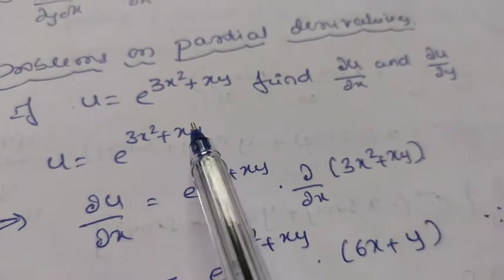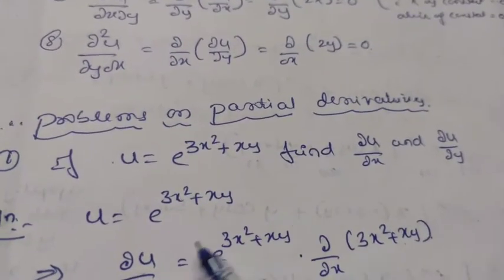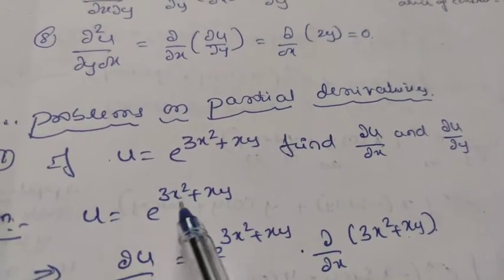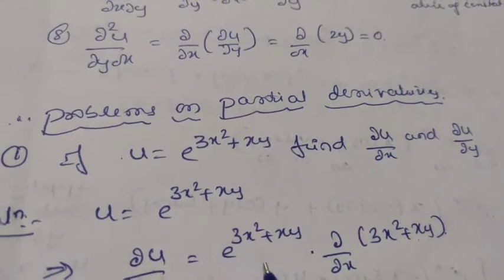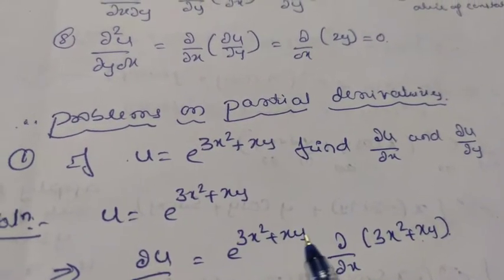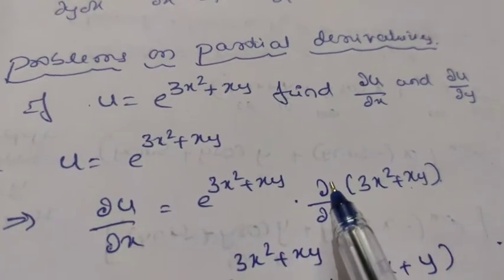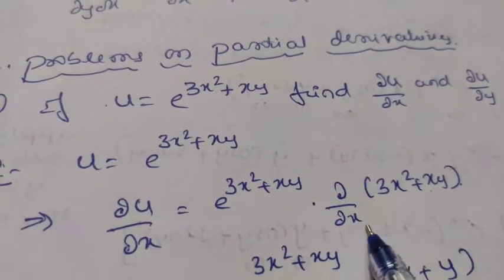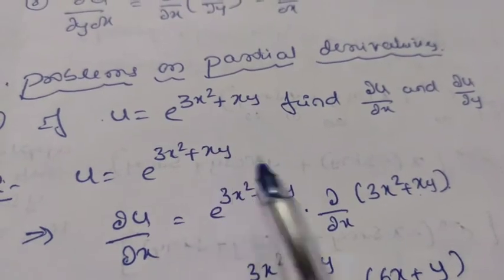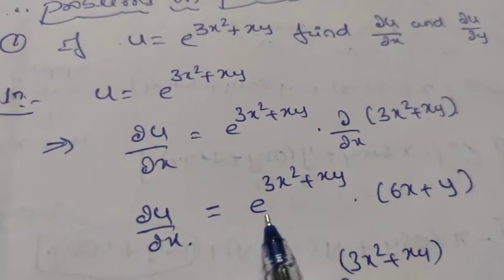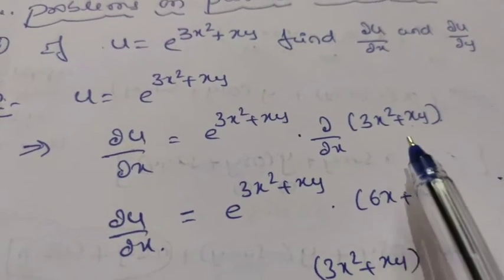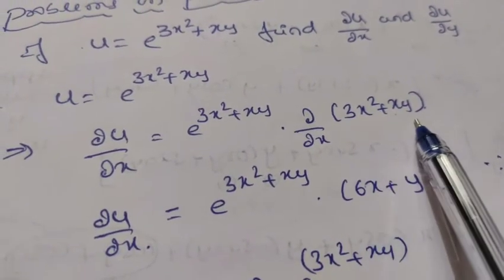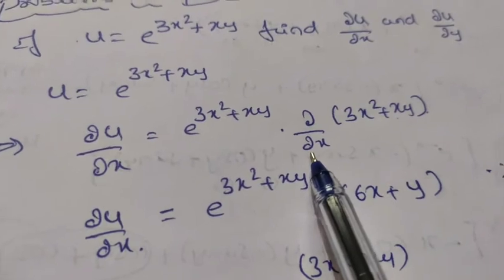Let us differentiate this partially with respect to x. So here it is like e raised to x. First you have to treat this one as x. We know the derivative of e^x is e^x only. Then it is a composite function. To differentiate this once again, ∂/∂x of 3x² + xy. So this e^(3x² + xy) is as it is. Then the derivative of 3x² + xy with respect to x partially.